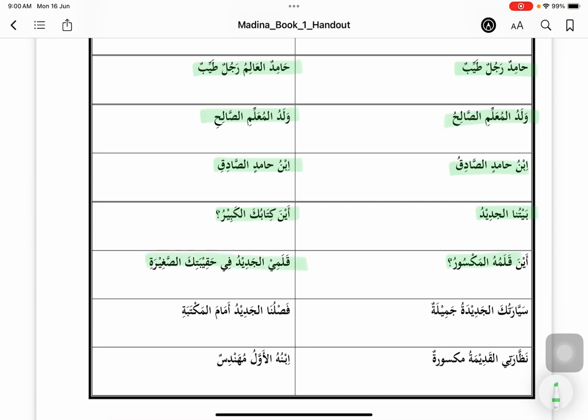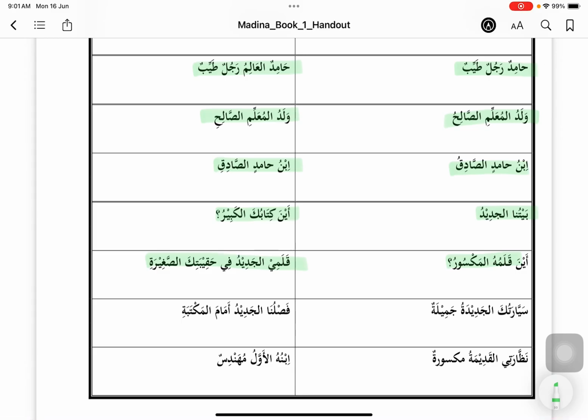Next sentence. Qalami al jadidu fil haqibatika as-saghirati. Here qalami is mudaf ilayhi, my pen. Al jadidu, the new, is going back to qalam. Now, remember, qalam is marfu. The kasra is put in there because of the ya mutakallim. Remember, we addressed this at the beginning. The ya mutakallim is the attached form of ana. So qalamun plus ana is qalami. Al-jadidu is going back to qalam, my new pen.